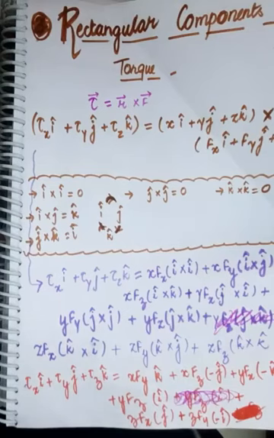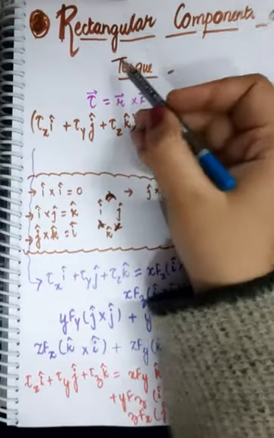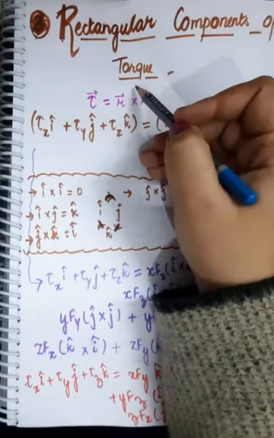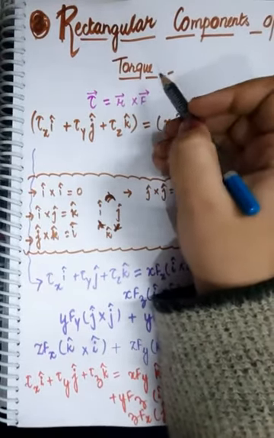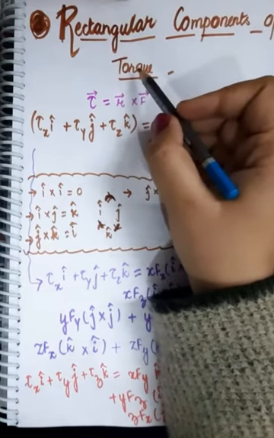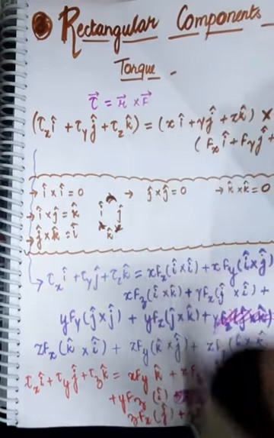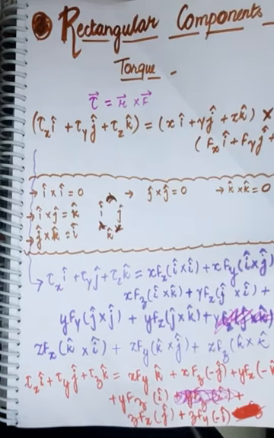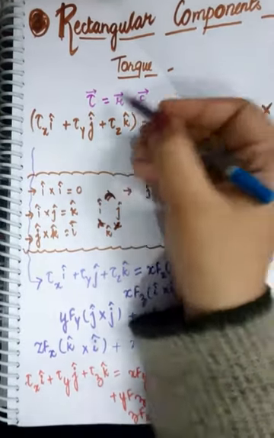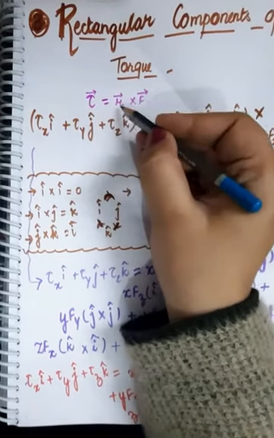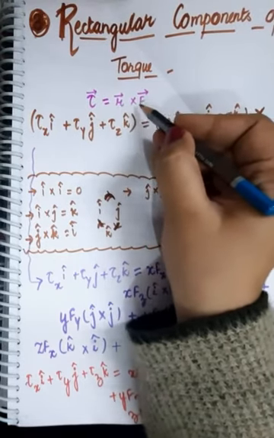Dear students, in this video we are going to discuss the rectangular components of torque. We have studied that torque is the rotational effect of the force. Whenever a force applied on a body tries to rotate the body, then we say that torque has been produced. And torque is given by tau vector equals r vector cross F vector.